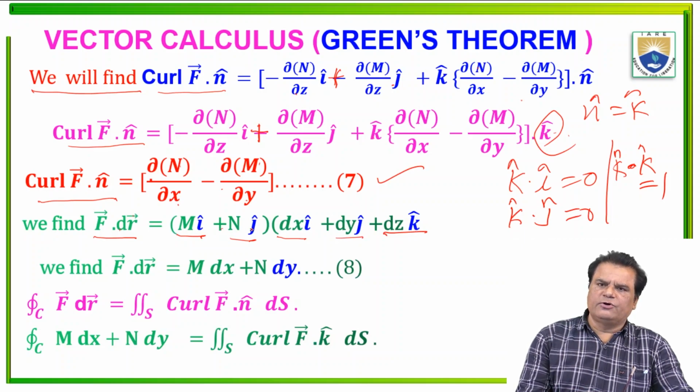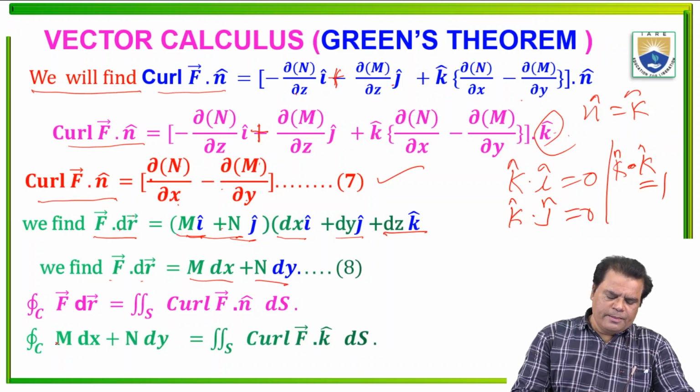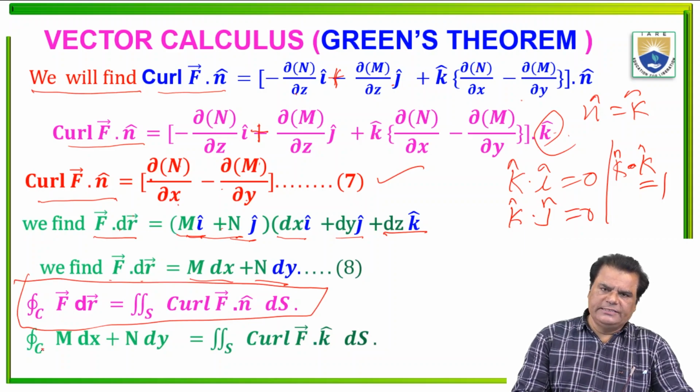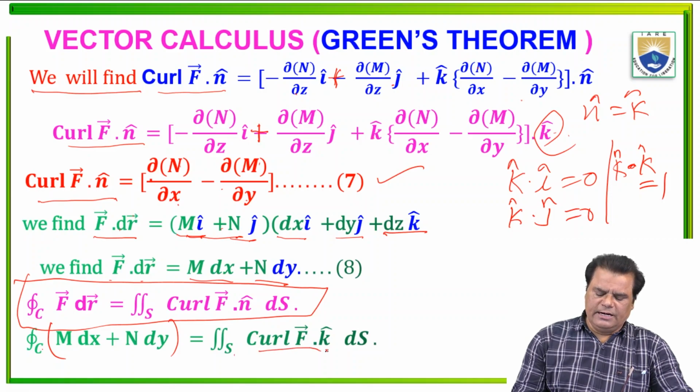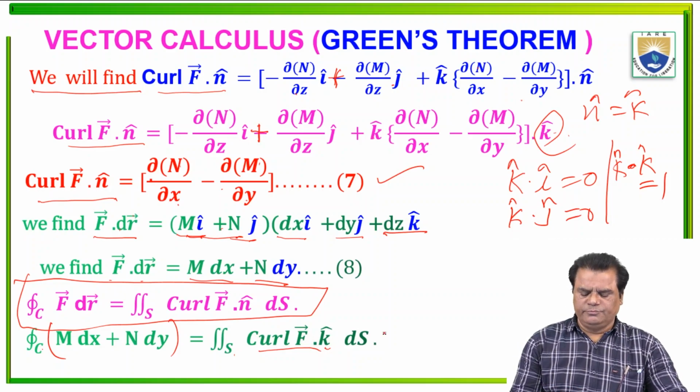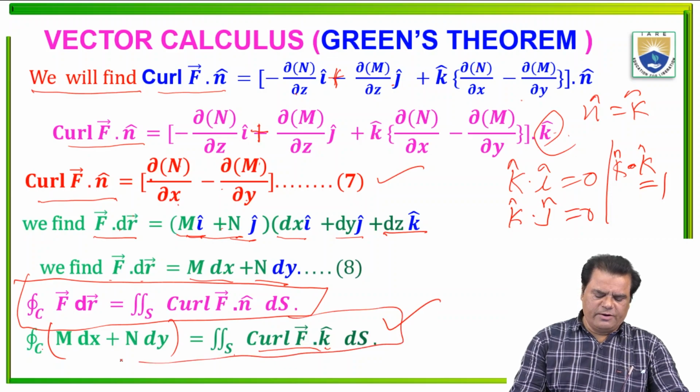Now taking the dot product on both sides, so taking the dot between i and i, j and j, and k and k. But in the first vector there is no k. So here we write F dot dr equals m dx plus n dy. Putting these values in equation 1, this formula is in vector form. Now the integral over C of m dx plus n dy equals the surface integral of curl F dot n, or k, ds. So this is the main formula.